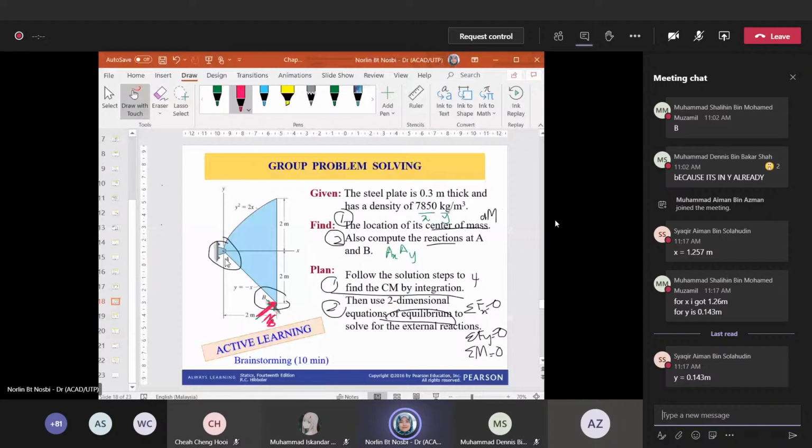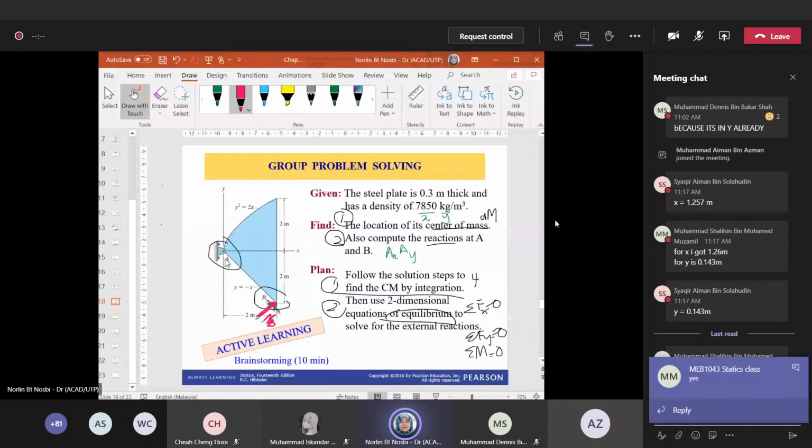Have you all remembered? Maybe this one is in chapter 4. Okay, if the shape or the structure has a pin, there are two forces that react at this pin. It would be AX and AY. If it is a roller, there would be NB. So you need to find the reaction at A would be AX and AY. Then for B would be NB. This is the second part after you find the x bar and y bar.